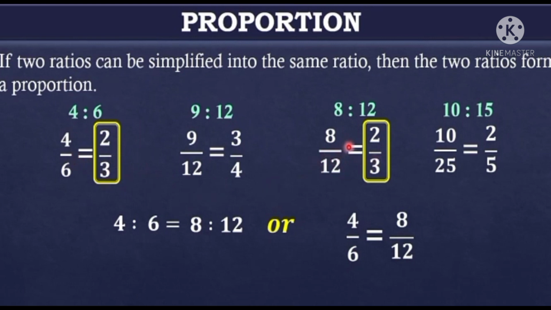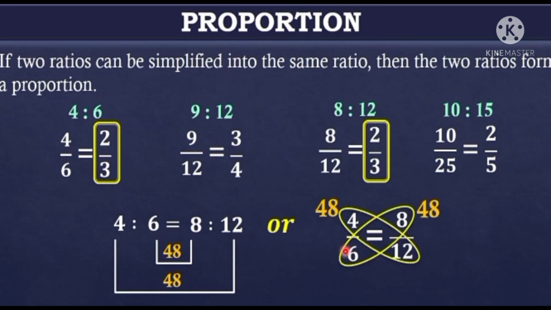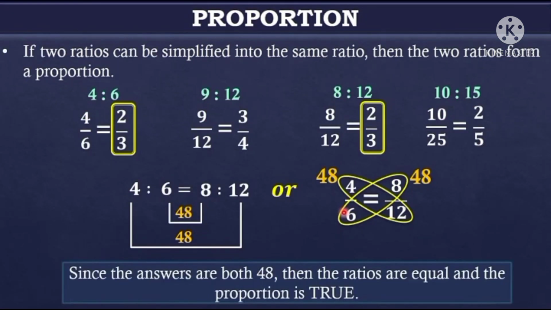Or you may write this in fraction form. 4 over 6 is equal to 8 over 12. How can we check? By multiplying the means and extremes. This is one way to know that they are equal, that 4:6 is proportional to 8:12. Since the answers are both 48, then the ratios are equal and the proportion is true.